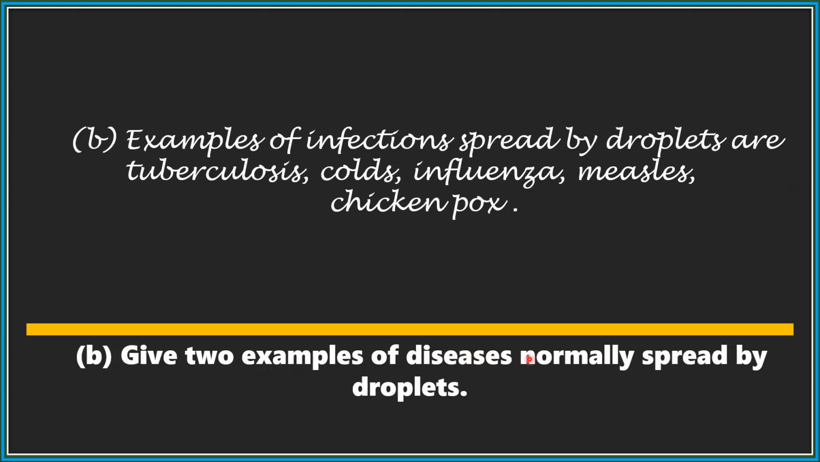Give 2 examples of diseases normally spread by droplets. Examples of infections spread by droplets are tuberculosis, colds, influenza, measles, chickenpox.